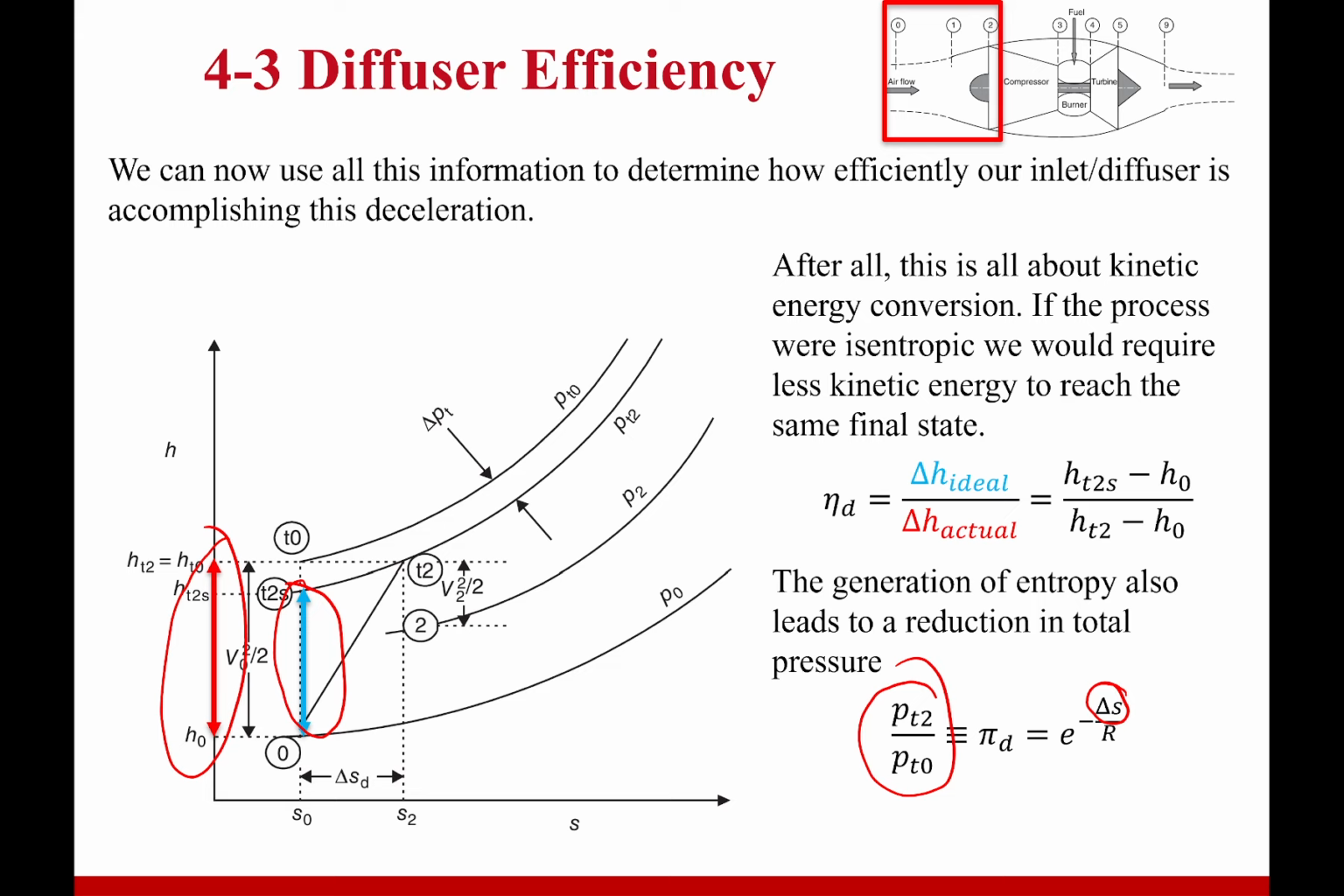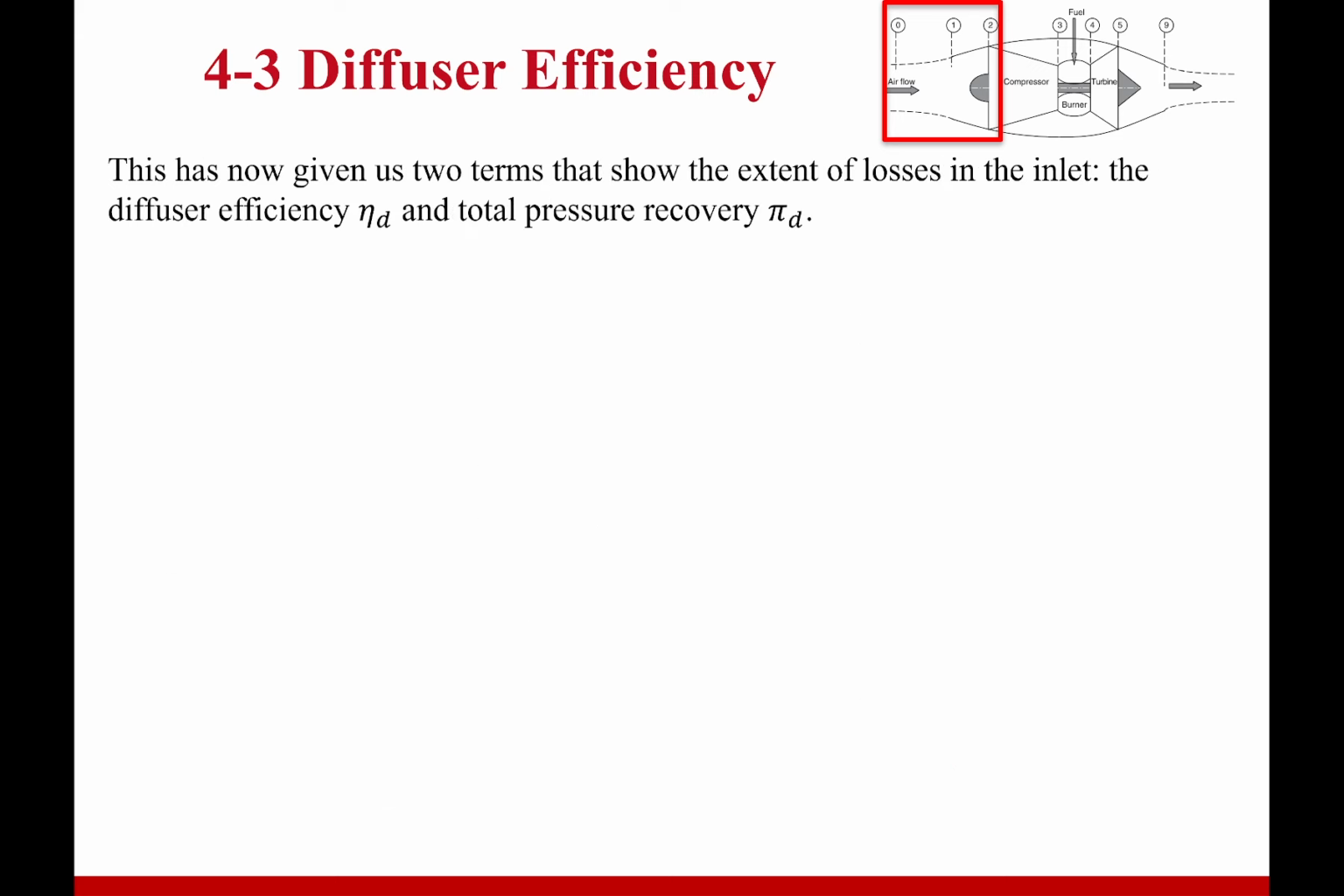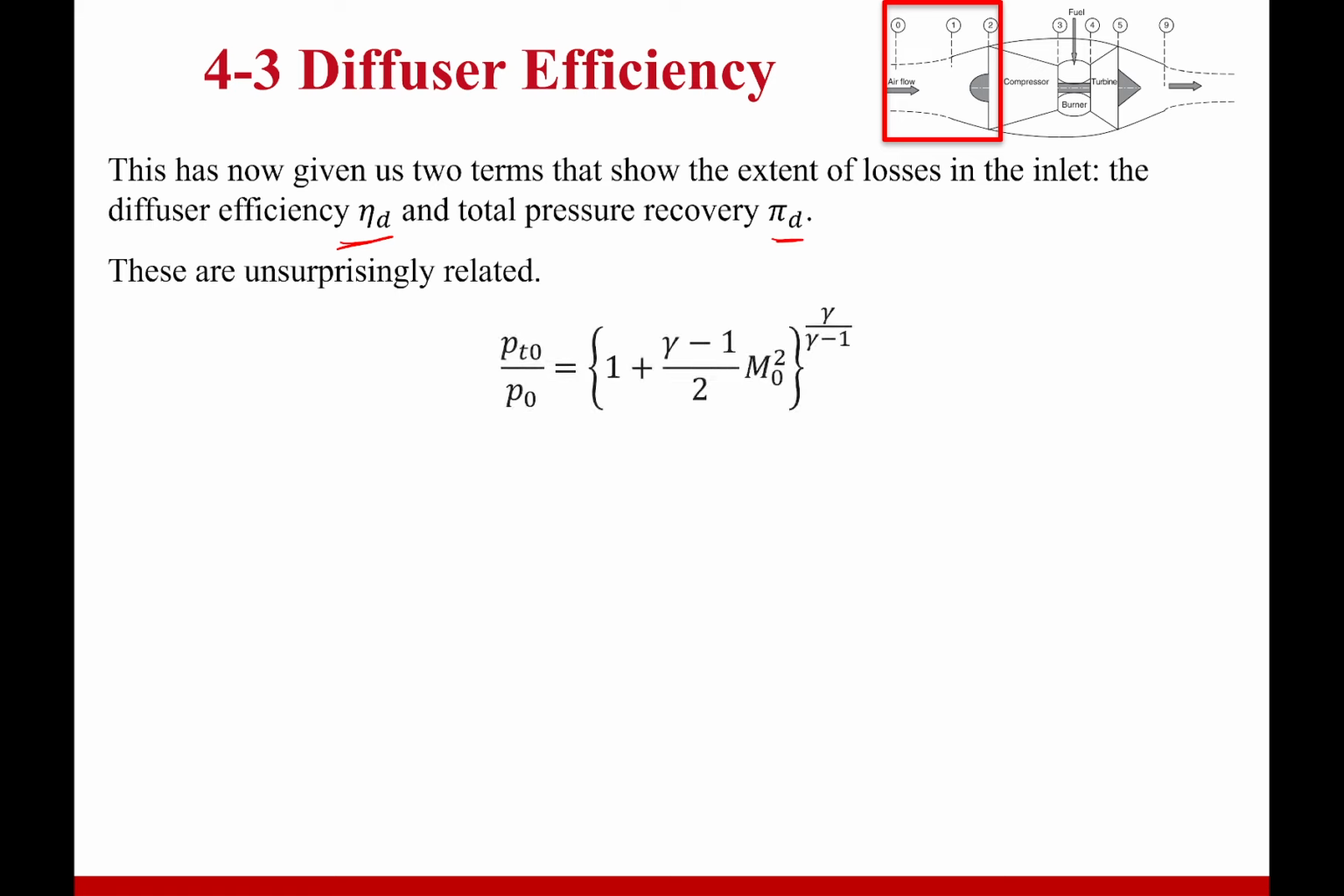So we don't want to waste this, because if I am wasting that energy, I have to put in more fuel and burn more fuel to add it back. So let's not waste it. Okay. So now we have two terms that are kind of important for us. We have the diffuser efficiency and our total pressure recovery. That's saying how much of my total pressure is still there after this inlet. And guess what? They're related.